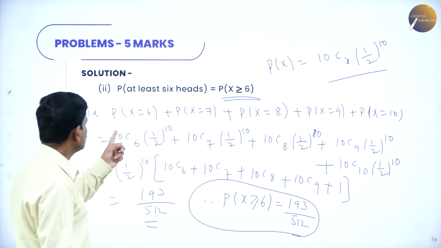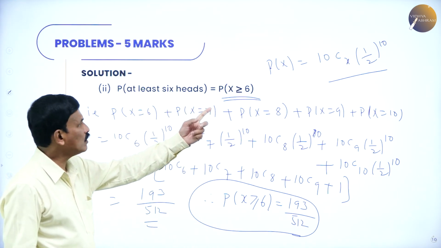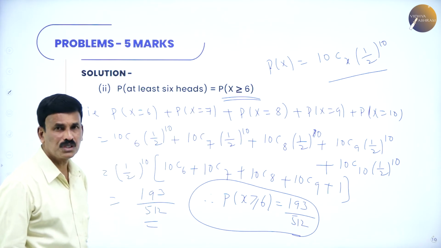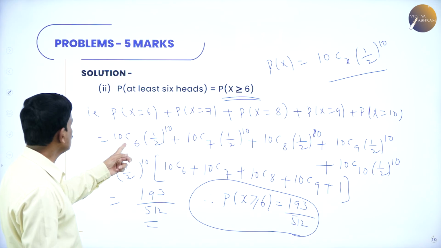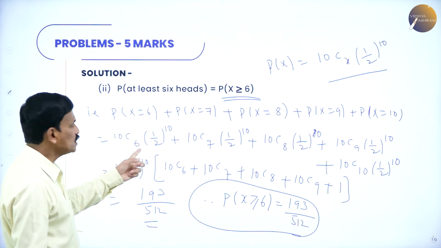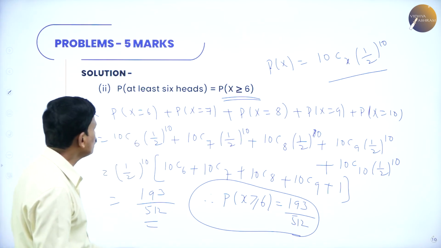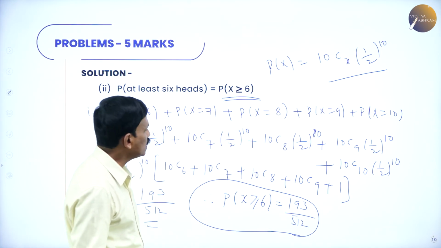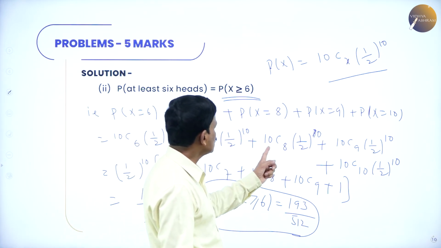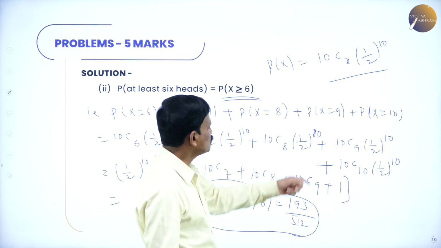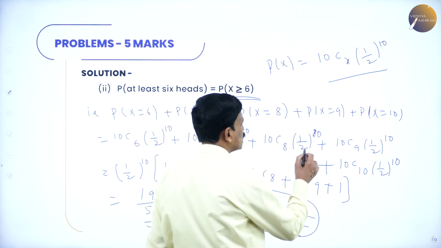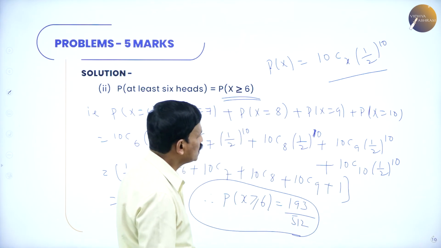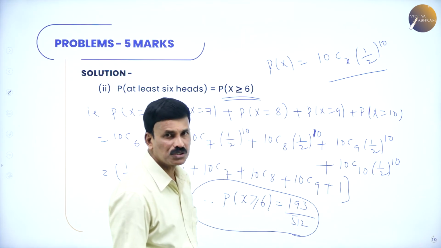Now this is the general formula we got from the previous one: 10cx into 1 by 2 to the power of 10. So for x is equal to 6, 10c6 1 by 2 to the power of 10. For x is equal to 7, 10c7 1 by 2 to the power of 10. When x is equal to 8, 10c8 1 by 2 to the power of 10 plus 10c9 1 by 2 to the power of 10 plus 10c10 1 by 2 to the power of 10.